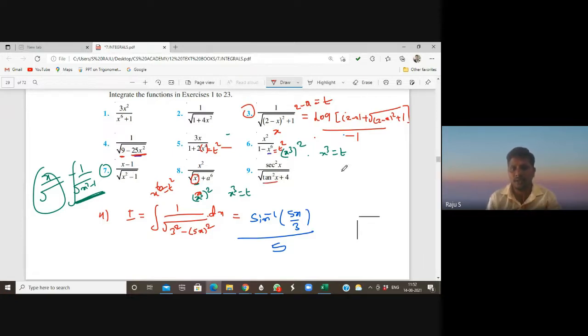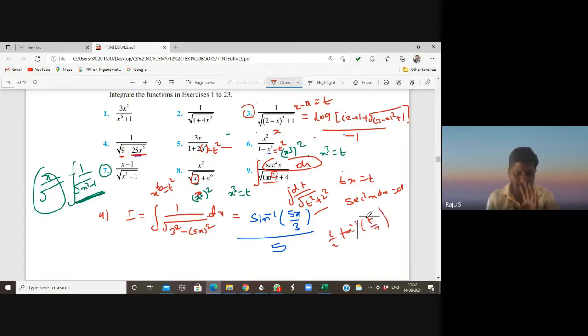Here t square is already there, so simply you can take tan x is equal to t. Then differentiate: secant square x dx is equal to dt. Nothing but the numerator becomes dt. So dt by square root of t square plus 2 square is equal to 1 by 2 times tan inverse of t by 2. This is the answer, that I can explain to you.